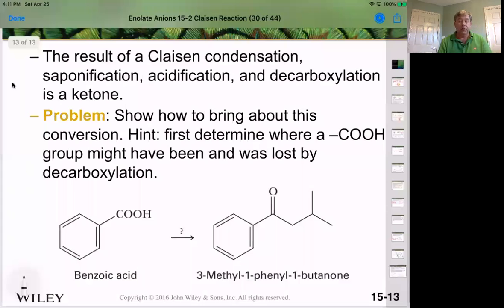Okay, so that being said, let's do one little reaction here where we look at the result of a Claisen condensation. We want to see how we can convert this compound over and how we can synthesize this compound. So the first thing we want to probably do is we want to make it into an ester.